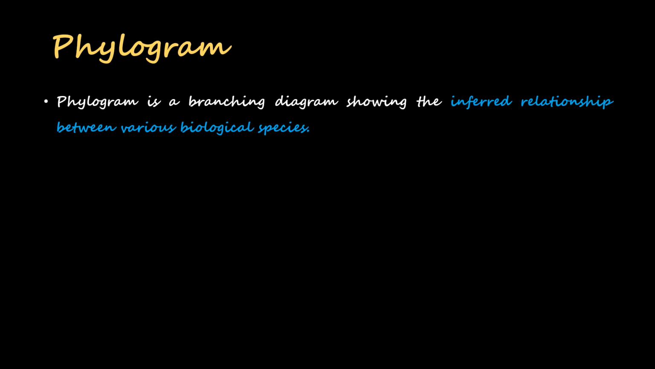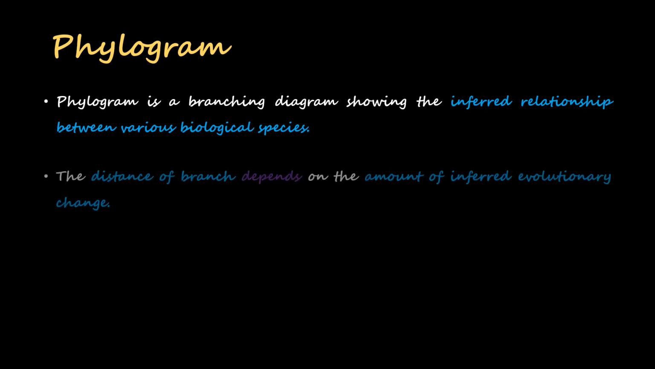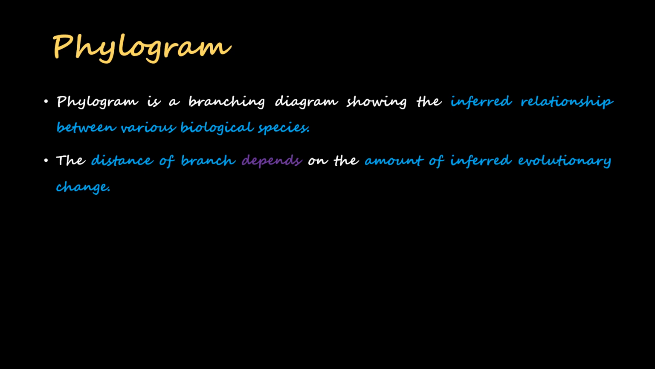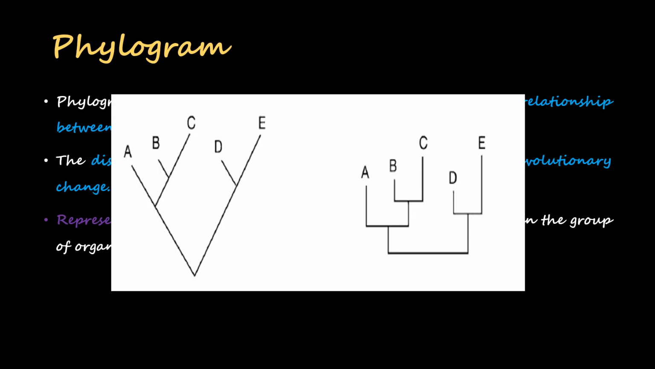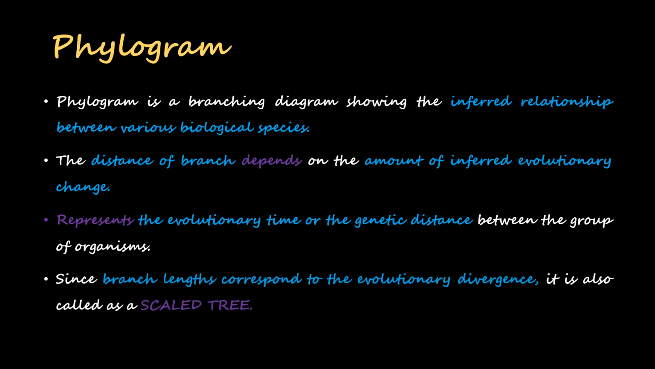Phylogram. A phylogram is a branching diagram showing the inferred relationship between various biological species. The distance of branch depends on the amount of inferred evolutionary change. It represents the evolutionary time or genetic distance between the group of organisms. So here you can see the branch lengths differ, which is indicative of the genetic distance or the evolutionary time. Since branch lengths correspond to the evolutionary divergence, it is also called a scaled tree.